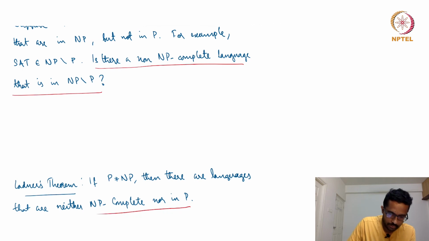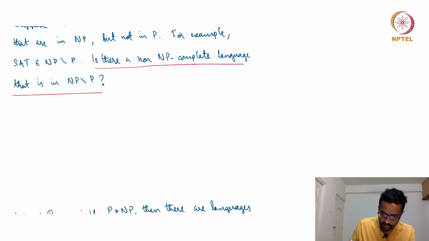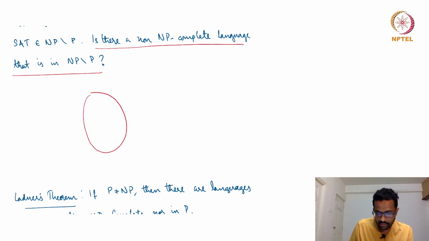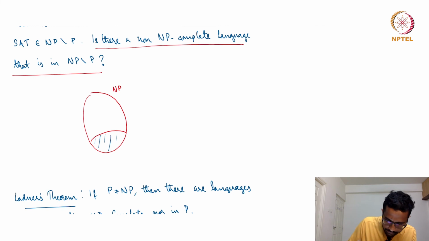So then the question is this. Suppose P is not equal to NP, right? Now let me draw a Venn diagram. Suppose this is NP, okay? And suppose this is P, the part that I'm shading in blue. This blue shaded part is in P.